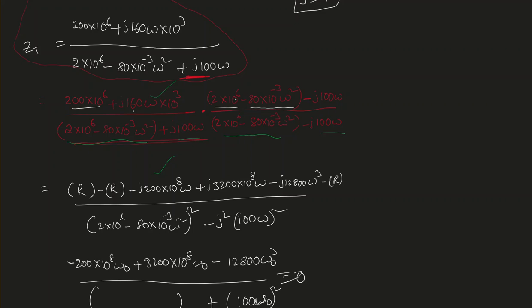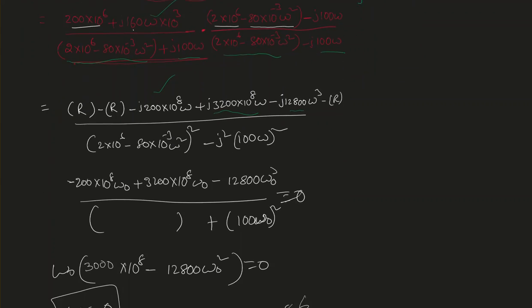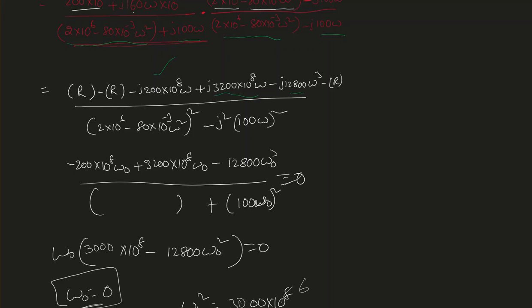This is 10 to the power of 3 times 10 to the power of 6, so 10 to the power of 9. So you will end up with j 320 times 10 to the power of 9 omega, but I wrote it as j 3200 times 10 to the power of 8 because the previous one is 10 to the power of 8. And then the last term is when I multiply j 160 omega times minus 80 times 10 to the power of minus 3 omega squared, this is what we end up with. The last term is a real part, so I'm going to leave it. Now there is no imaginary part in the denominator, so I'm good.